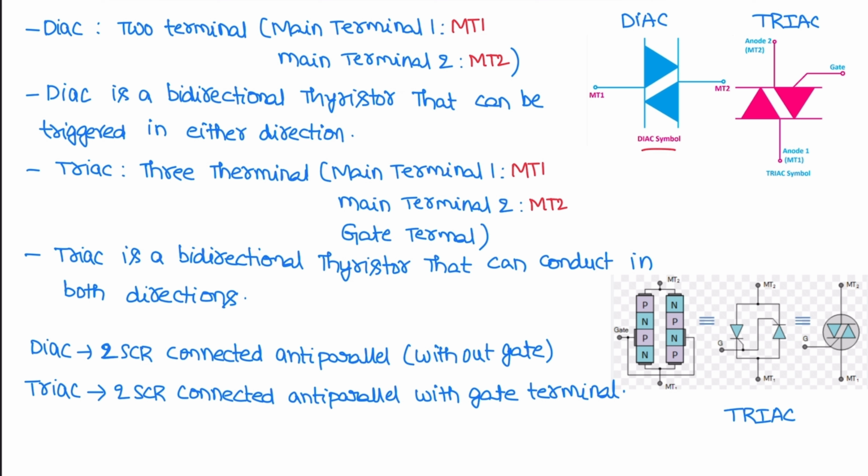So diac is a two terminal device. It has two terminals, MT1 and MT2, main terminal 1 and main terminal 2. Similarly, triac has three terminals: main terminal 1, main terminal 2, and gate.